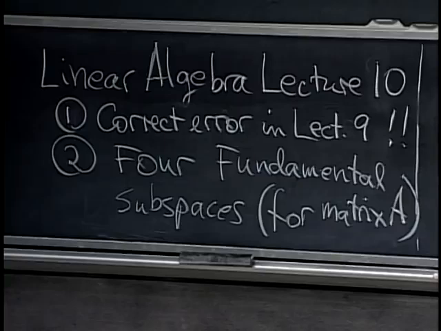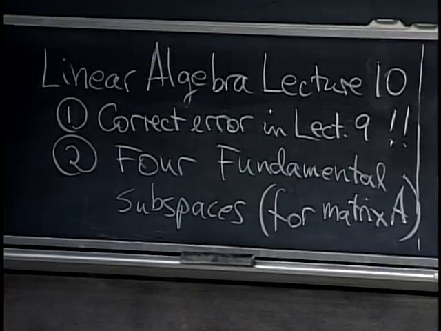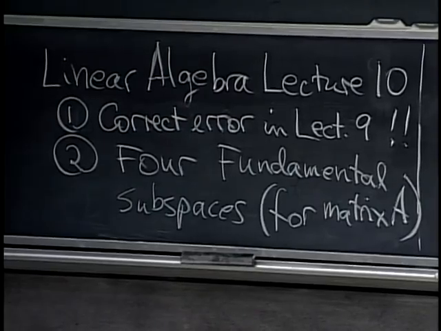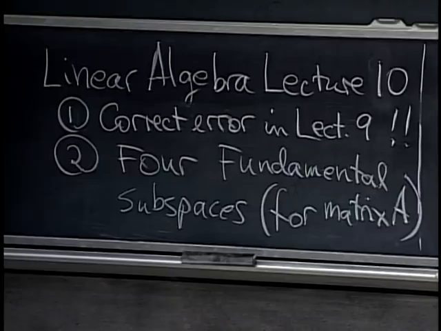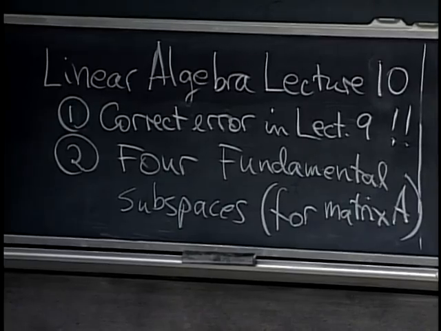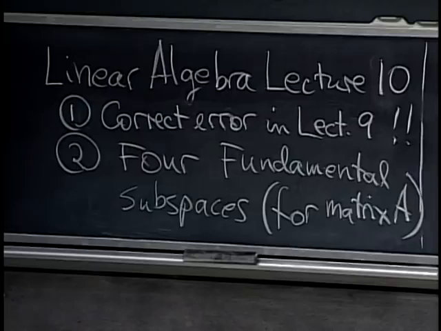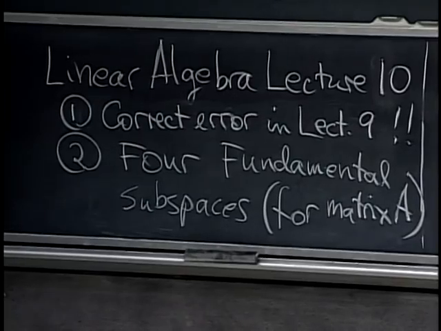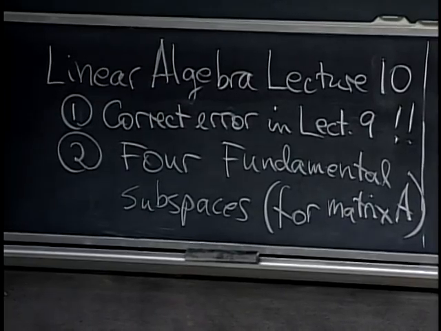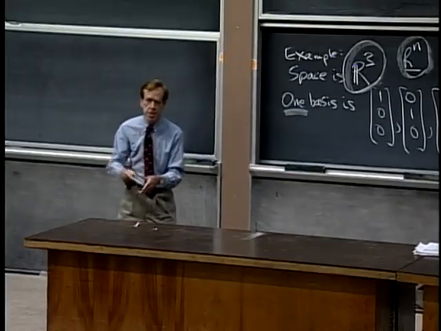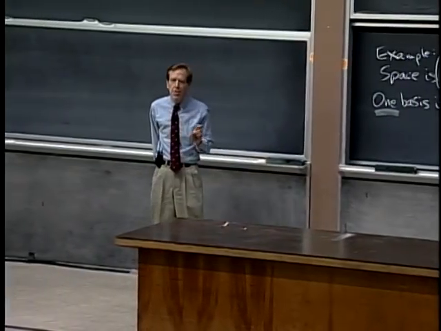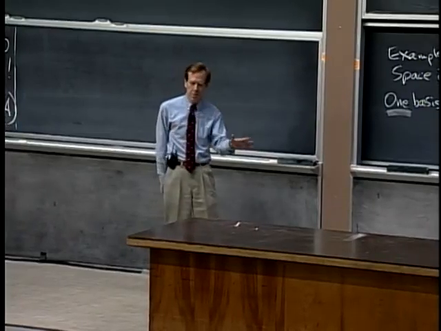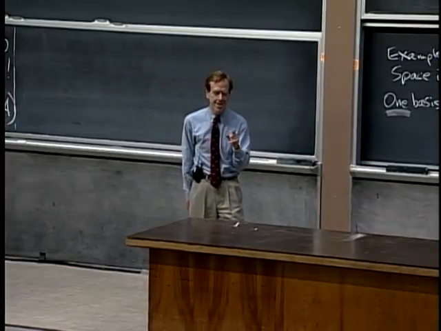Okay, here is lecture 10 in linear algebra. Two important things to do in this lecture. One is to correct an error from lecture 9. So the blackboard with that awful error is still with us. And the second, the big thing to do, is to tell you about the 4 subspaces that come with a matrix. We've seen 2 subspaces, the column space and the null space. There's 2 to go.